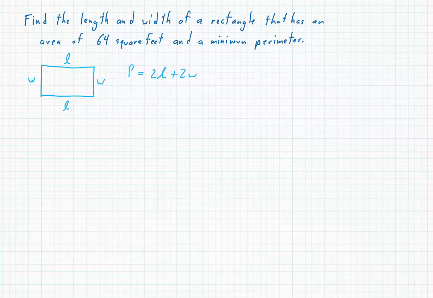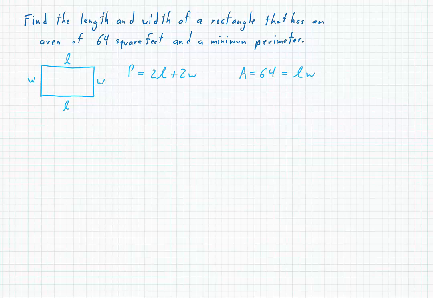That is our primary equation. That is what we are attempting to minimize. Now that has two independent variables, length and width. But we know something about area. We know that area is equal to 64, and that's going to be equal to the length times the width.